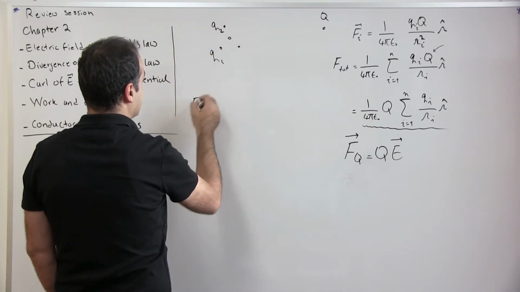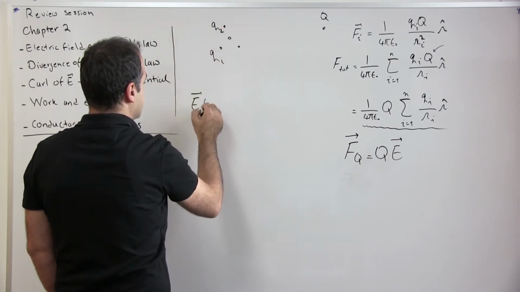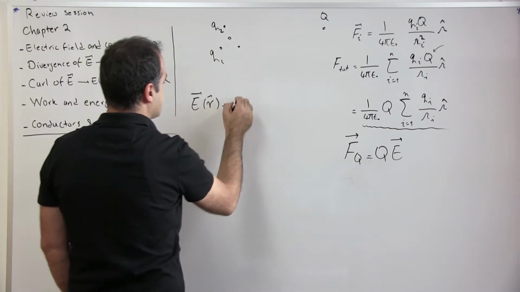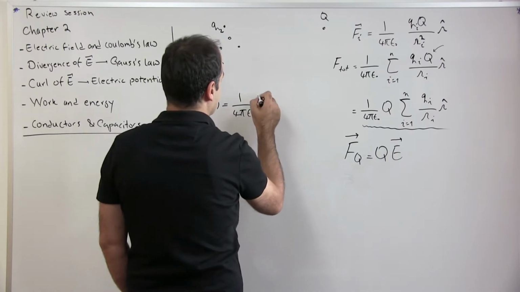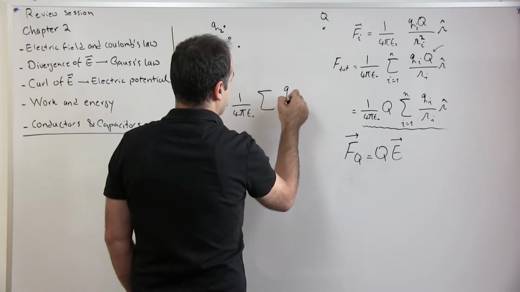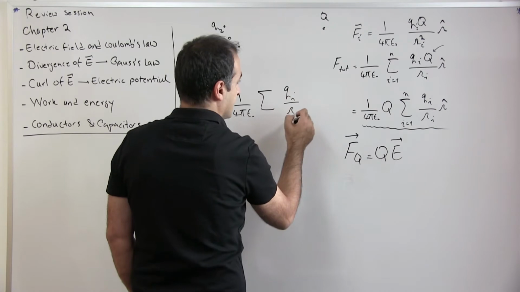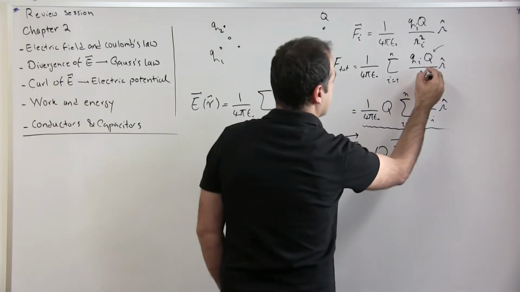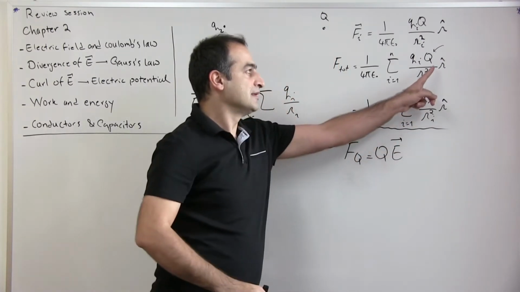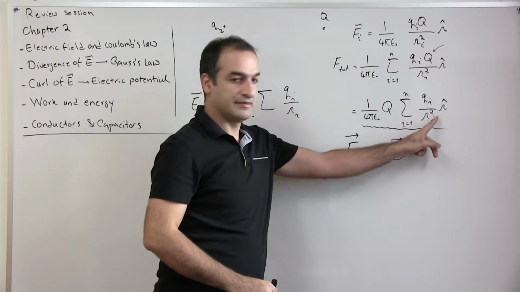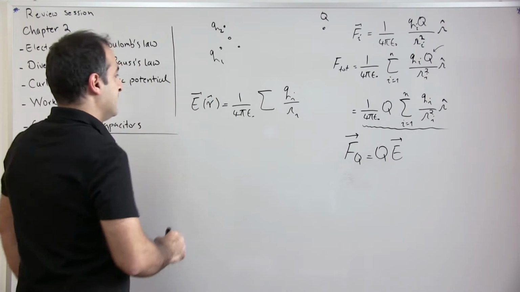Okay, so electric field from all these point charges at any point in a space is 1 over 4 pi epsilon 0 sigma qi over ri squared r hat. By the way, this is ri squared and this is ri squared. Okay, I missed the power of 2 here and here. Please correct that in your notes.